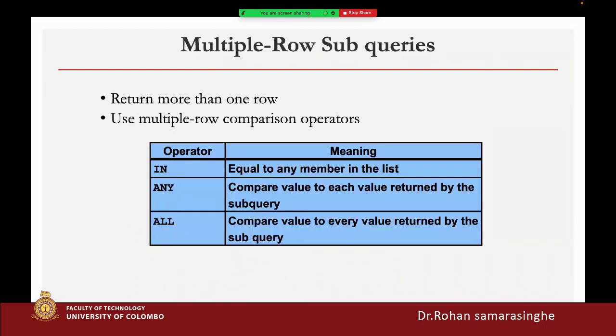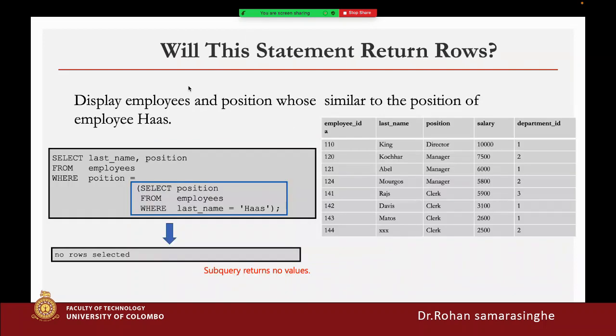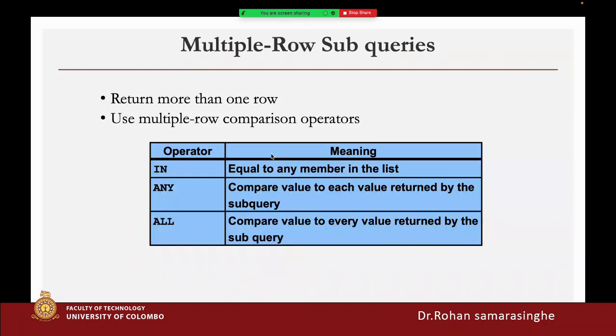Let's see the next one, multiple row subqueries. So far we have discussed single row subqueries. From that statement you can get only a single value or a single row, but there may be multiple row subqueries. That means they return more than one row and use multiple row comparison operators. See all these rows and whether they are satisfied or not.